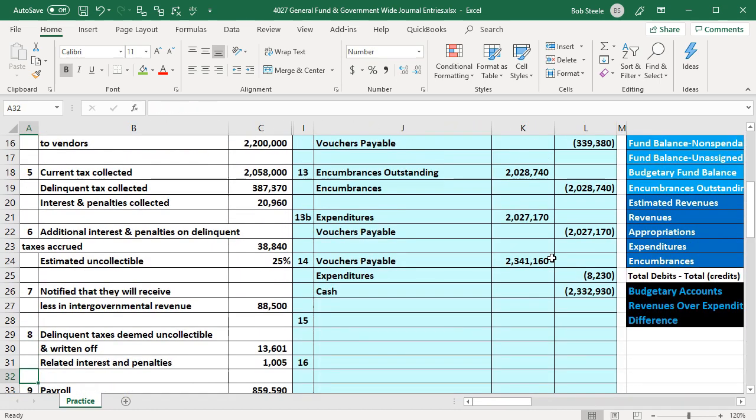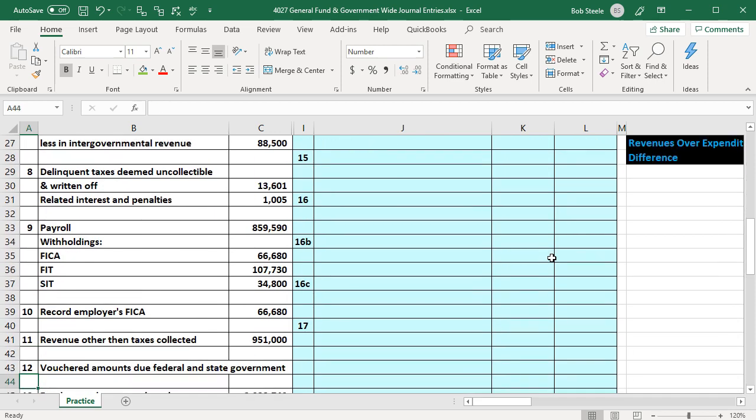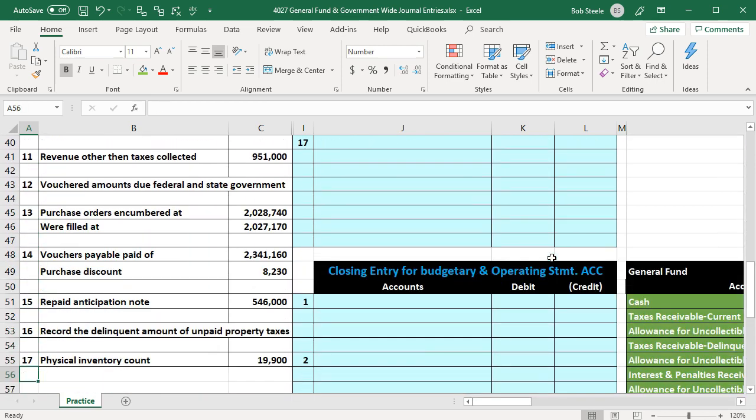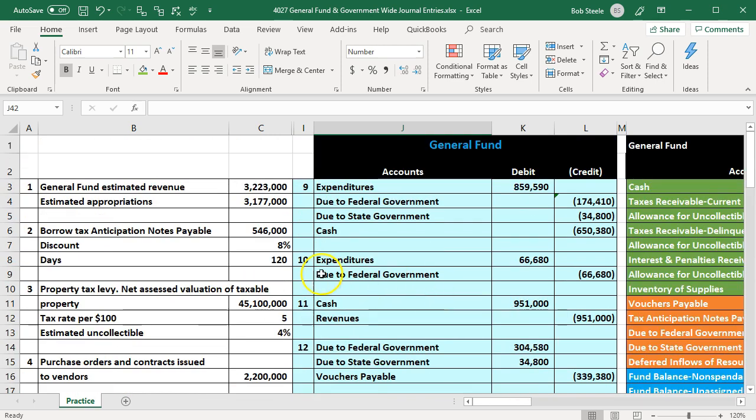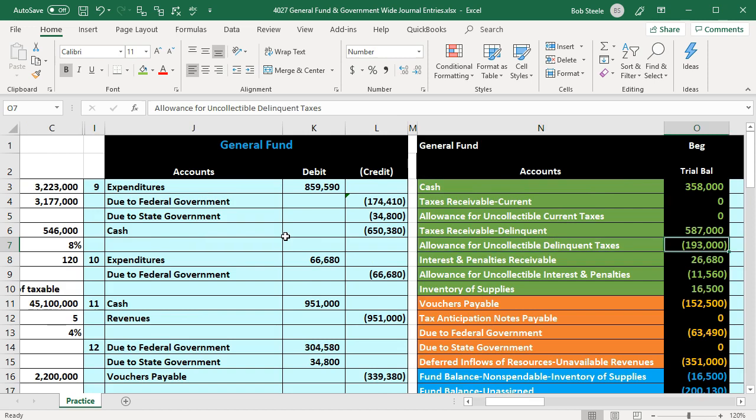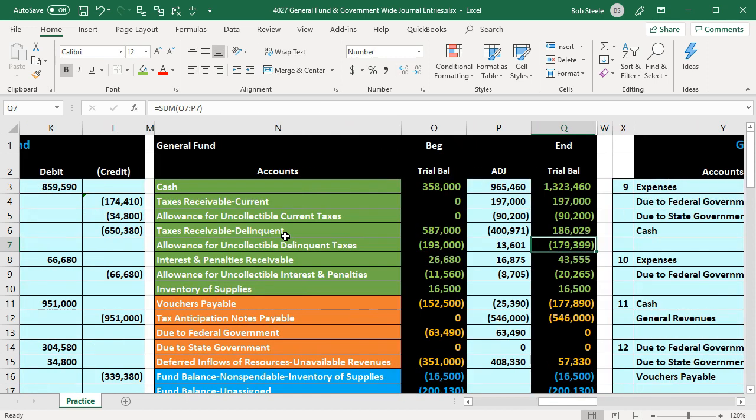We are now on number 15. Let's go down to number 15 and see what it says. We got the repaid anticipation note. So we repaid the anticipation note. You'll recall that we recorded the anticipation note way up top here in number 2. And it was a 120-day note. So I'm guessing 120 days is over now.